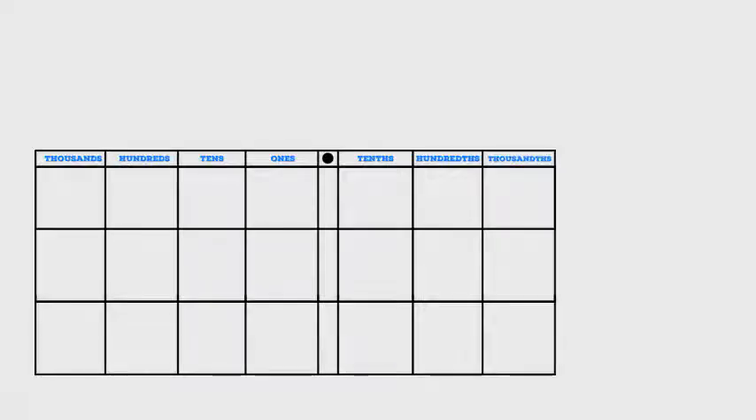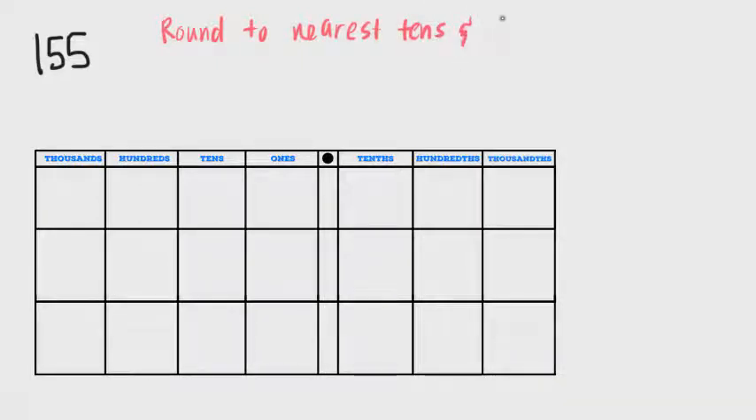So here's our place value chart, and the first thing that we're going to do today is break down, or decompose, the number 155. We're going to decompose it, and we want to round it. Let me do it in a different color. So round to the nearest tens and hundreds. So we're going to do two. That's what we're working on right now.